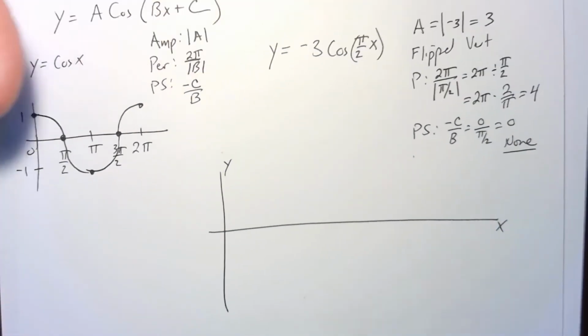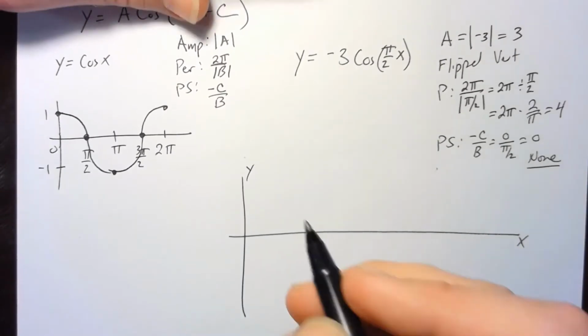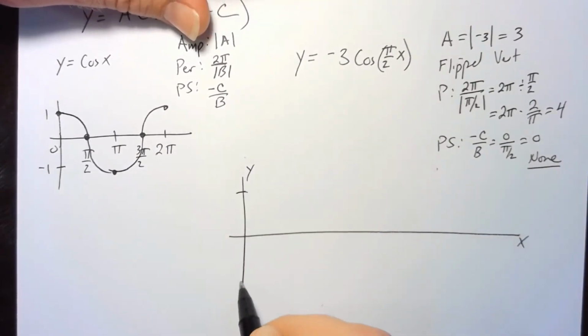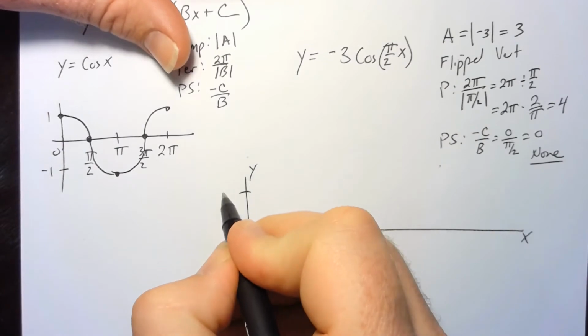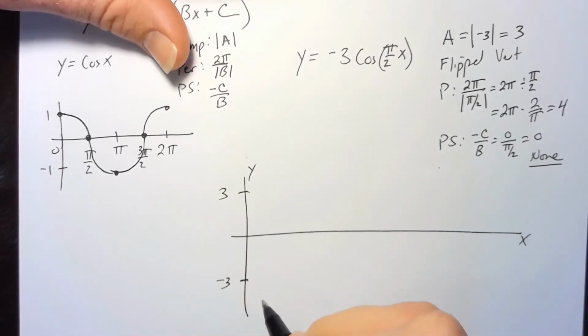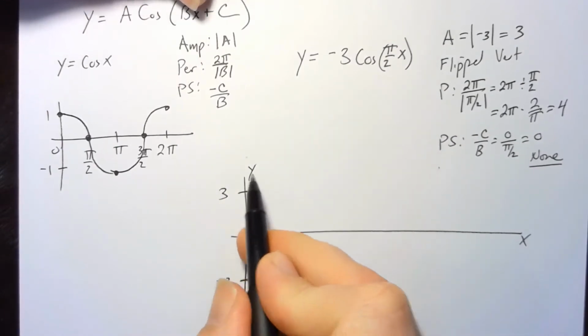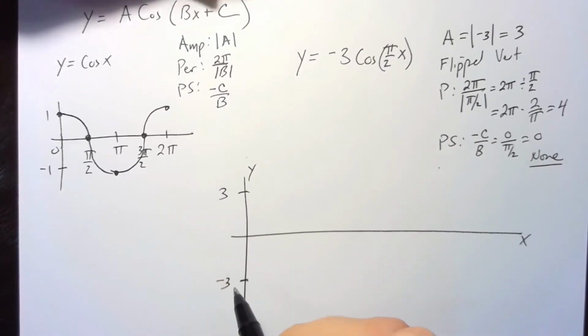On that x and y axis, I'm going to go ahead and label the most important pieces. First, I'm going to label my amplitude because it's generally the easiest. That's a value of 3 and a value of negative 3. Again, graph this appropriately so that your positive values are up here and your negative values are down here.